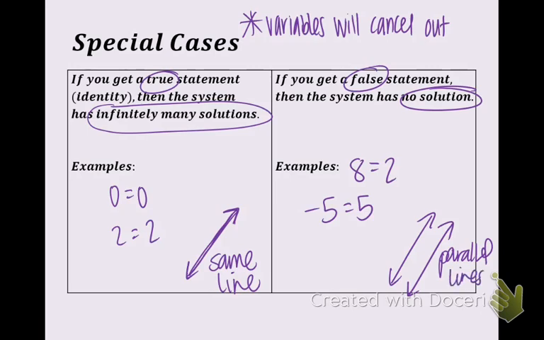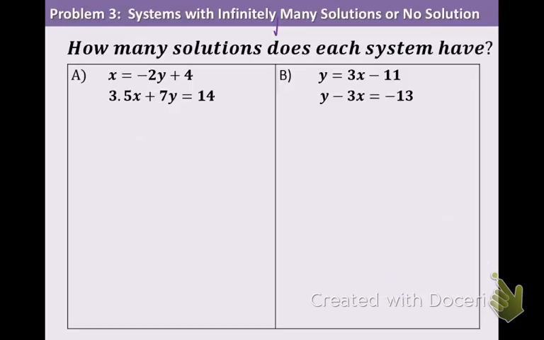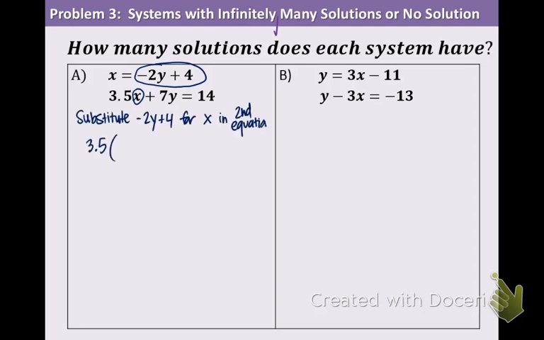Now let's take a look at what these look like in examples. How many solutions does each system have? Well, remember, it's really, really ideal for us to have the variables by themselves, and we have the x by itself. So what we're going to do is take the -2y plus 4, and we're going to substitute it in for the x. So instead of writing the x, I'm going to write -2y plus 4 in its spot, plus 7y equals 14.